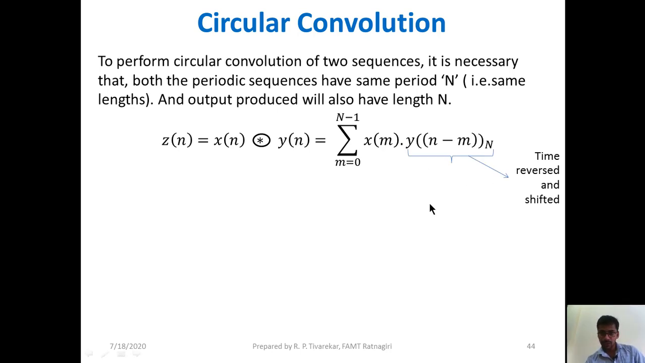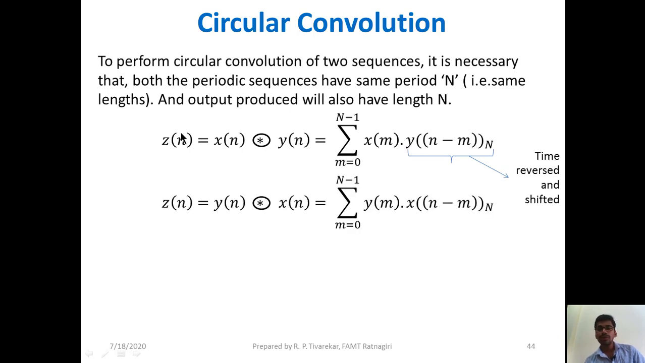So the second sequence, as you see here, is a time reversed and shifted sequence. Why time reversed? Because we have a dummy variable m and minus m, so it is time reversed, and we are shifting by n amount every time we want to find a new output sample. This can also be represented in another form where y of m is a fixed sequence and x of n minus m is a time reversed and shifted sequence. These two forms are the same for circular convolution.